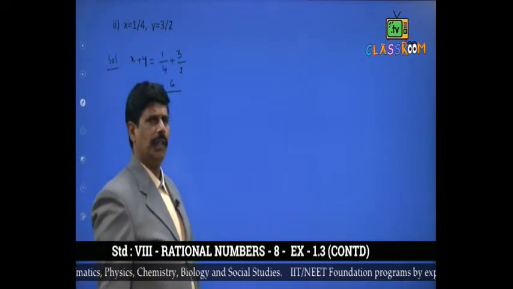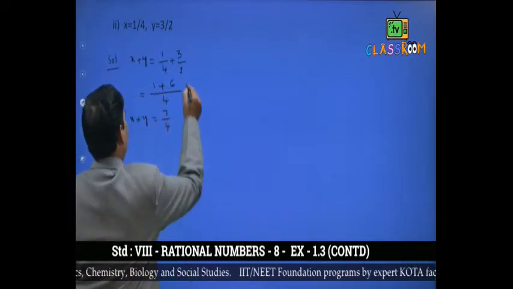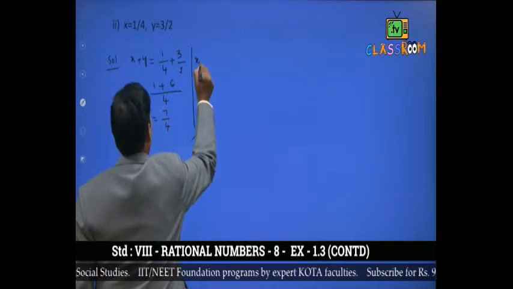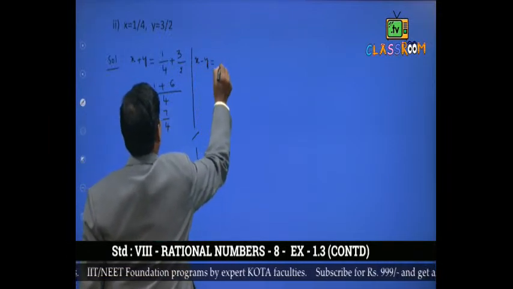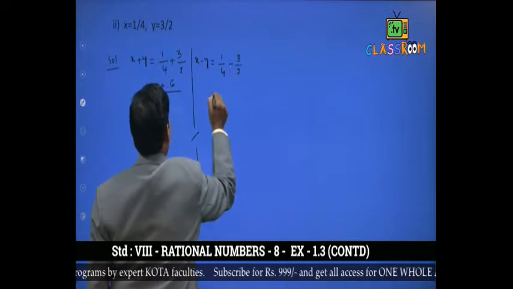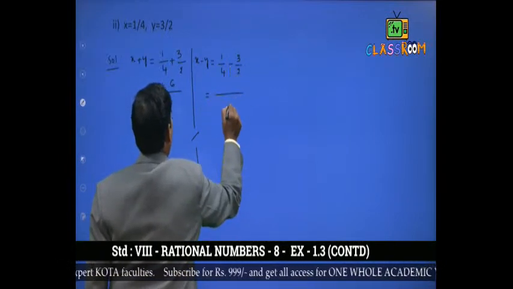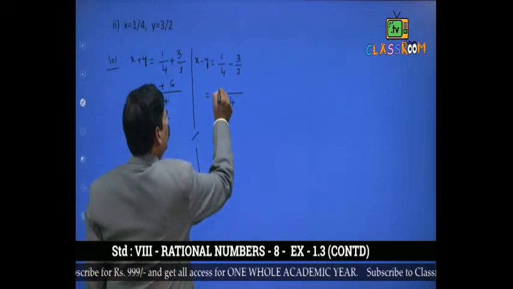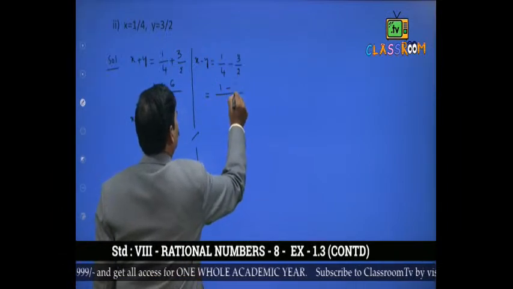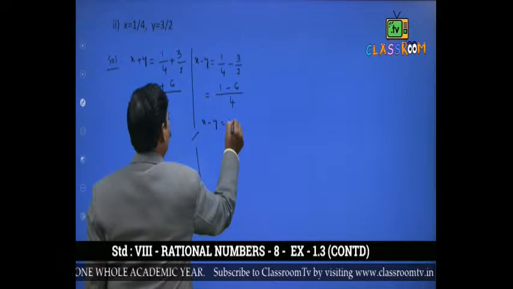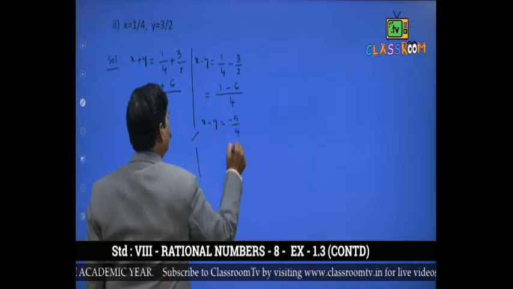This is the value of x plus y. Now let us find out what is x minus y. x minus y is equal to 1 by 4 minus 3 by 2. So the LCM of 4 and 2 is 4 here. 4 goes one time, 2 3s are 6. So x minus y is equal to minus 5 by 4.